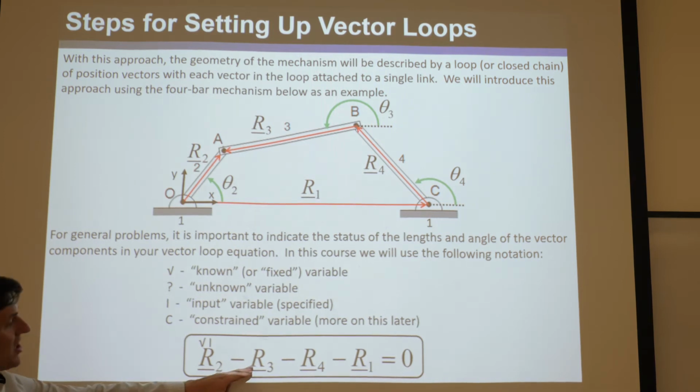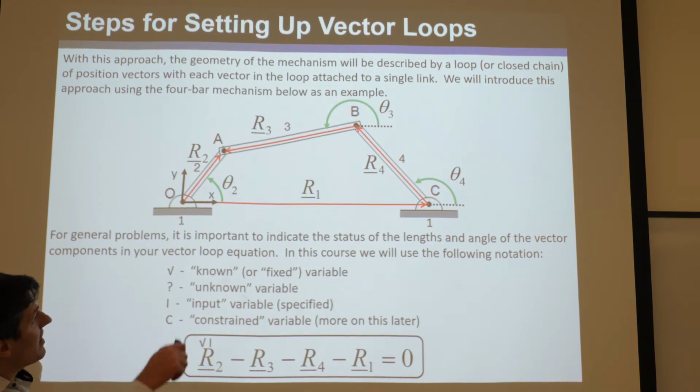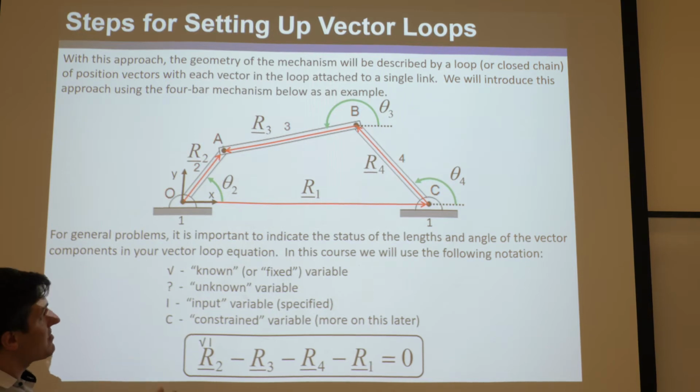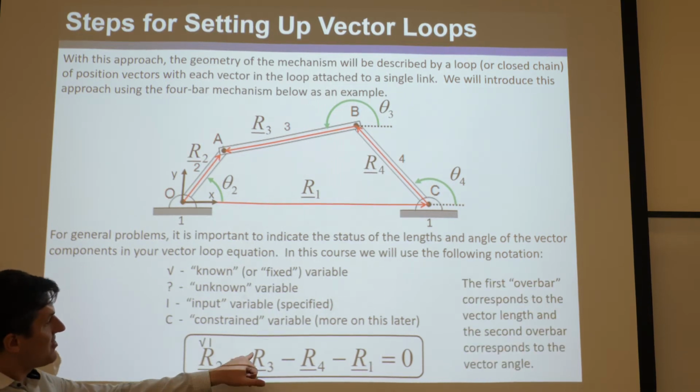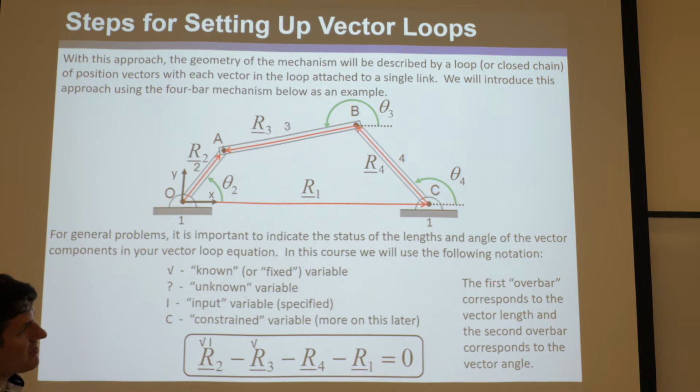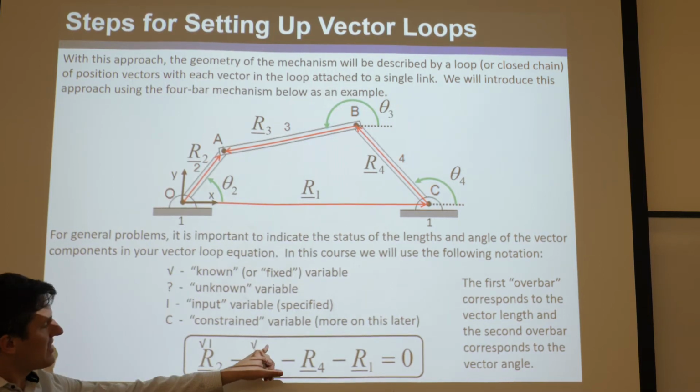Okay, now the question is, do we know the magnitude of R3, the length of it? Sure, we could measure it. It doesn't change as theta 2 changes. This is a checkbox. We know it. Okay, so here's the first overbar corresponds to the vector length, second overbar corresponds to the vector angle. You see, okay. So let's do the vector angle.